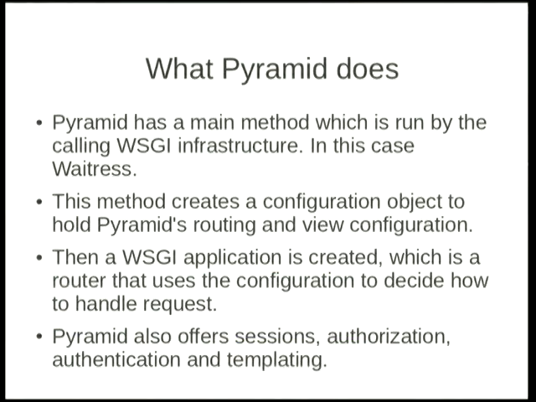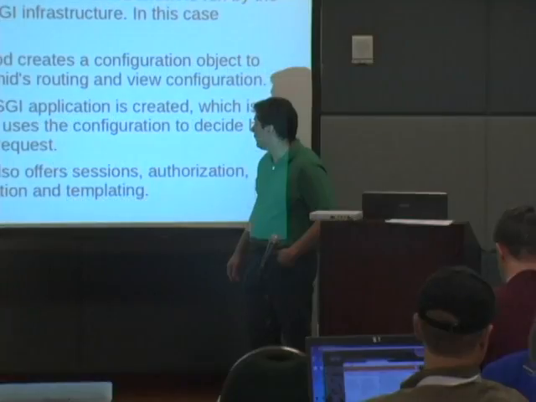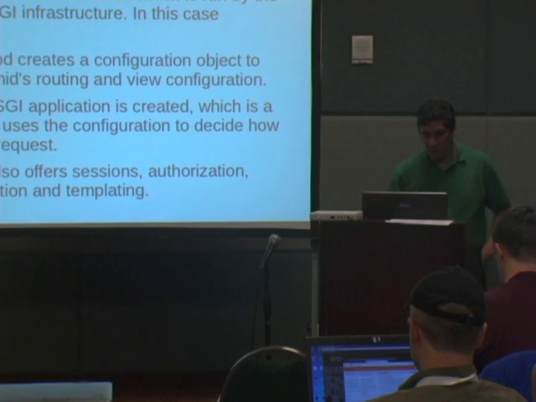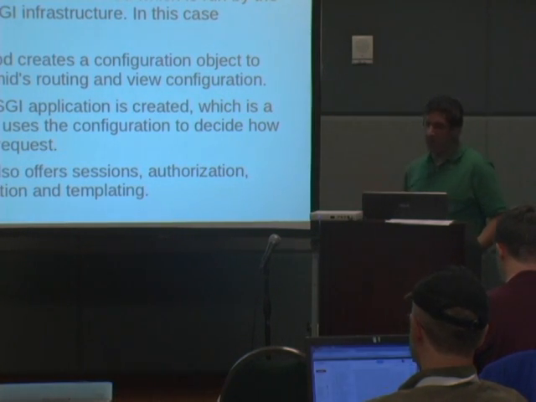That's mainly what Pyramid does, is that it's very good at doing this. It allows you lots of options for setting up the views, for defining the routes. You can use another mechanism, which is called traversal. So there, it's very flexible for defining different ways of finding the views. And that's the main task of Pyramid. It also offers sessions, authorization, and as you saw, we have templating.